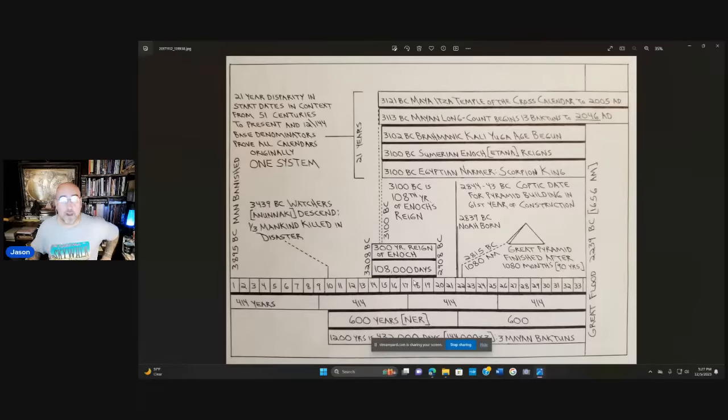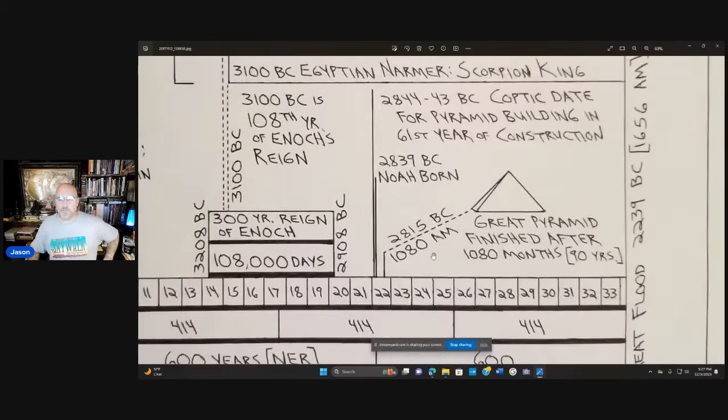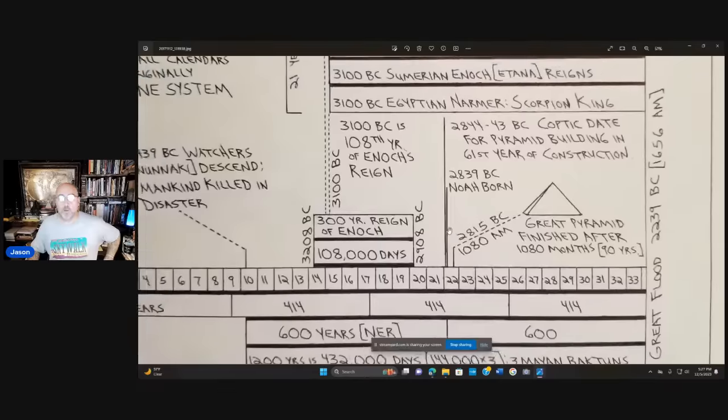300-year reign of Enoch, according to the Book of Jasher. 300 years in the pre-flood world at 360 days a year was 108,000 days. Here it is, 1080 again. Here's 1080, Great Pyramid finished after 90 years, 1080 months. It is finished in the year 1080. That's self-referencing. But we're going to go further than that.